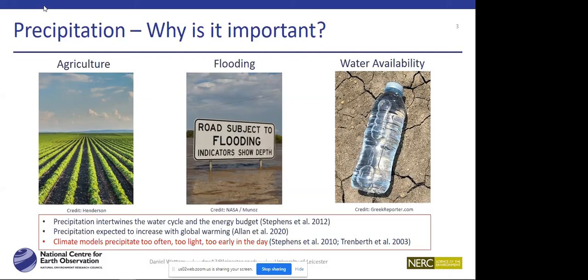One of the key things that motivates this study is that climate models struggle to simulate precipitation accurately. When they do simulate precipitation, it occurs too often compared to observations, it's too light, and it occurs too early in the day on average.